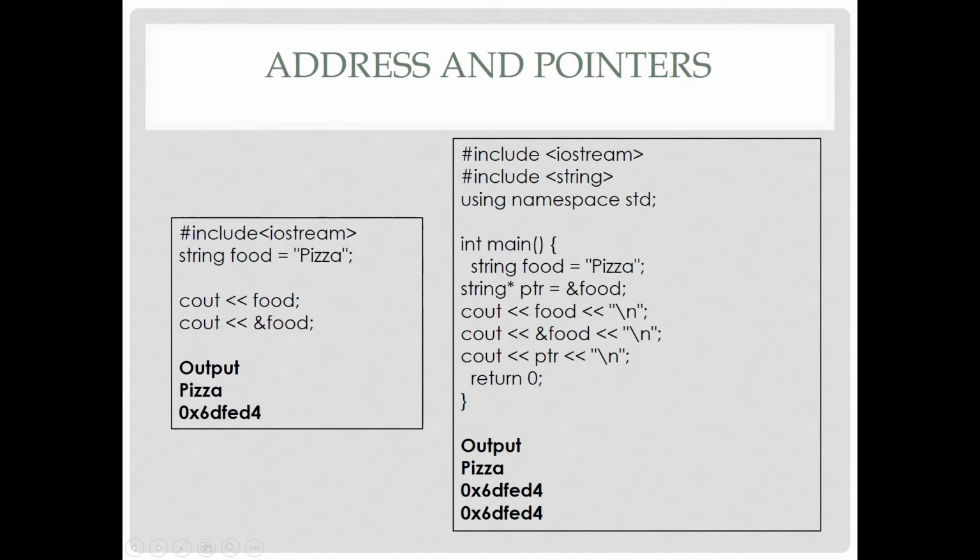Now cout PTR. Again, what does my PTR hold? The address of food. So what will be my display? Yes, yet again the address. Suppose I want pizza to be printed. What do I do? Yes, cout star PTR. Hope you have understood the concept of using star and ampersand.